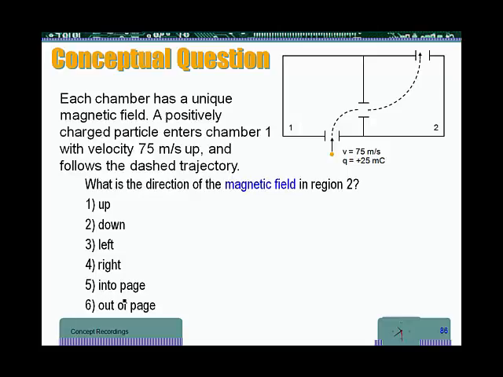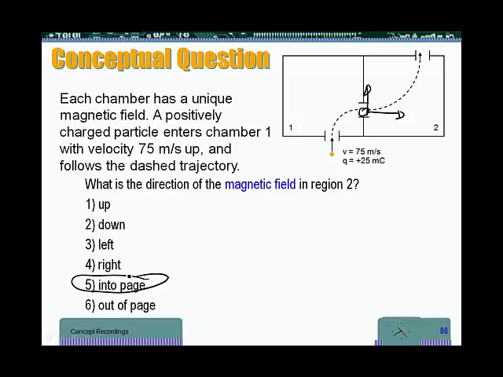The next question is, what is the direction of the magnetic field in region 2? It's the same idea, but now we have to consider what happens to the velocity here. The velocity here is in this direction. Now, the force must be in this direction since the velocity is being affected in that particular direction. So using the right-hand rule, velocity towards the right, force, that's the way our palm should point, should be towards the top of the screen. So the magnetic field is into the page.